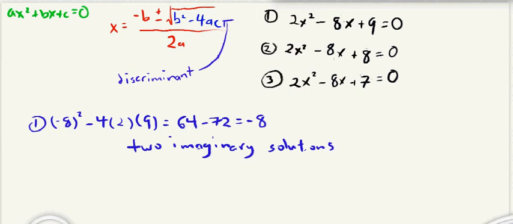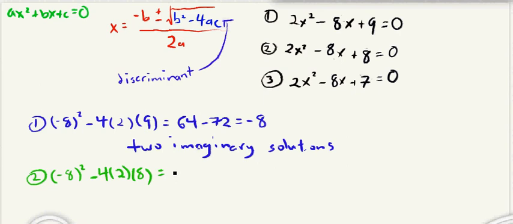Okay, so on to number 2. Let's look at number 2 now. Okay, so we're going to do exactly the same thing. We're just going to plug these numbers in exactly the same way. So for number 2, b is negative 8, so we're going to have negative 8 squared minus 4 times positive 2, that's a is positive 2, times c, and this time our c is positive 8.